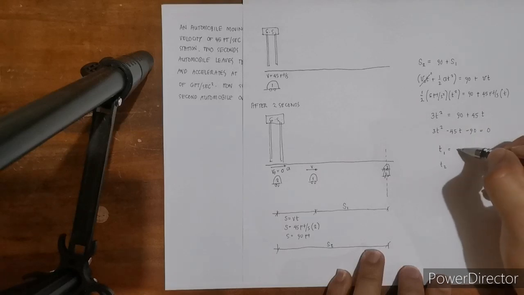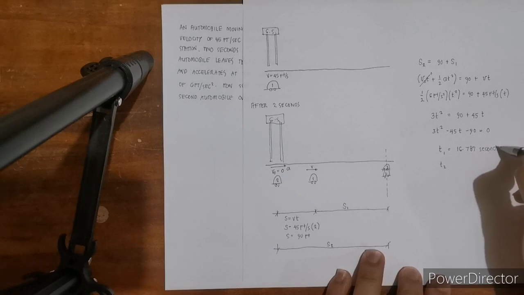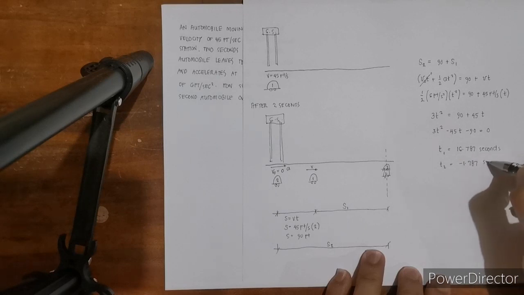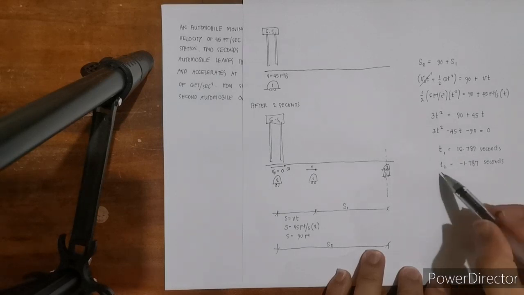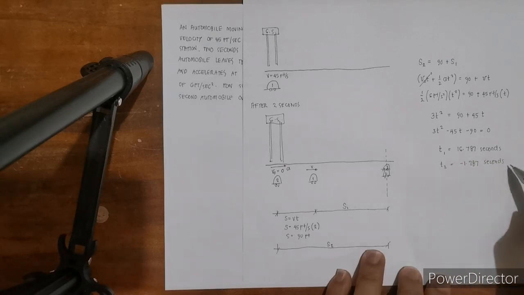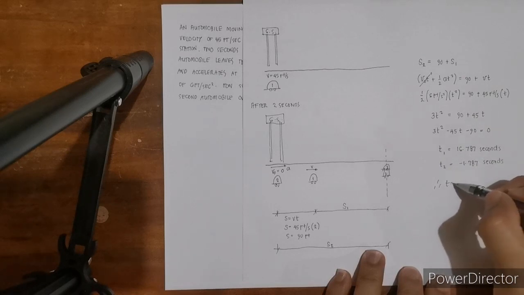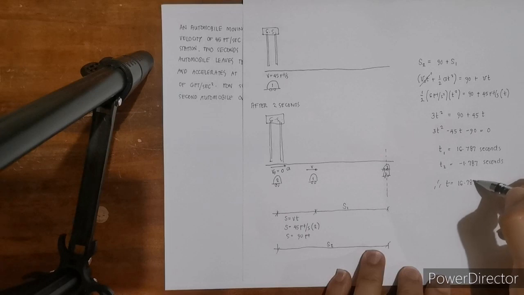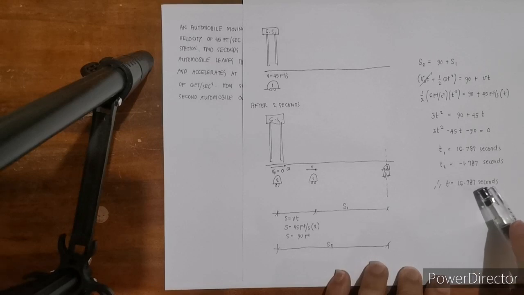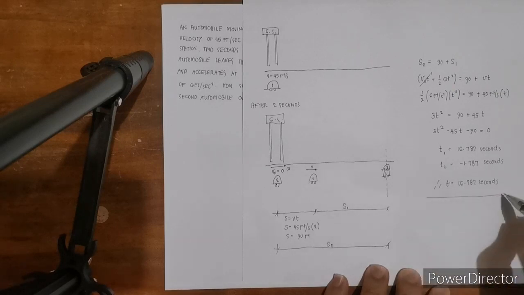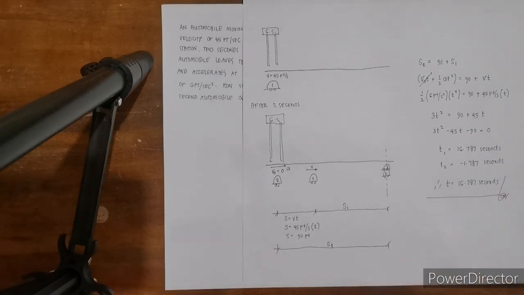So, T1 is 16.787 seconds. And then T2 is equivalent to negative 1.787 seconds. But we don't have a negative parameter of time. So, ano mag-govern na value ng time? Therefore, we can say that time is 16.787 seconds. So, after 16.787 seconds, the second automobile will overtake the first automobile. And that will be the requirement for this given problem.